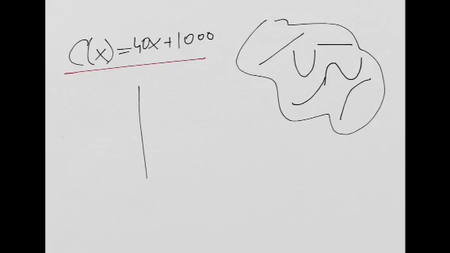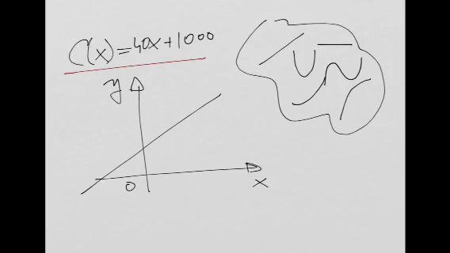So, for example, what does this equation look like? It's a line, yeah? It's a line that intercepts the y-axis at 1,000, and it's increasing. And the slope of this is 40. All of these points are important. Why? It means that what the author was trying to say is that when x equals 0, then the cost is 1,000.